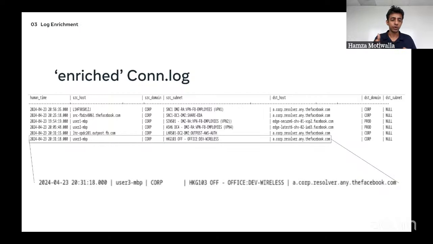But at the same time, coming back to this, we have user three whose IP address is in corp, whose host is in corp. They're reaching this. So we also bring in source subnets. Which subnet was the host connected to? This gives us some kind of insight into the location of the connection as well, because the way we model our subnets is through location. So we can tell that this user three was located at the HKG office, and they made a DNS resolution to our corp resolver.